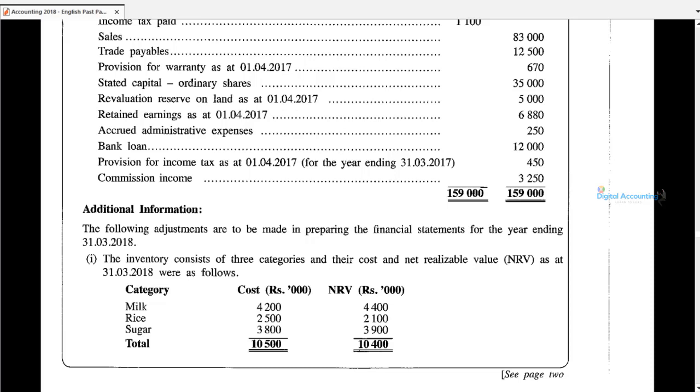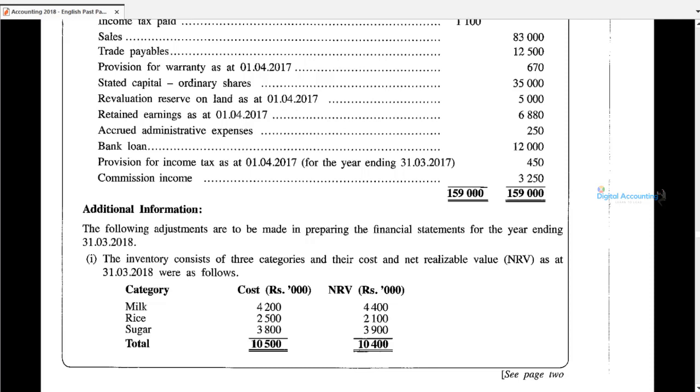The inventory consists of 3 categories and their cost and net realizable value as at 31st March 2018 were as follows. We have 3 columns of information. First, the category of the inventory. The categories are milk, rice, sugar. Since it is a retail business company, these are possible inventories. The second column is the cost of the items in rupees thousands. The third column is the net realizable value, which we call NRV.